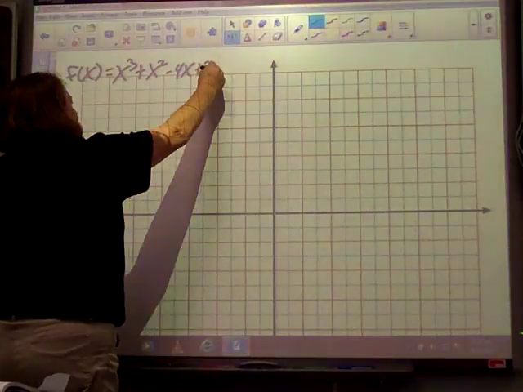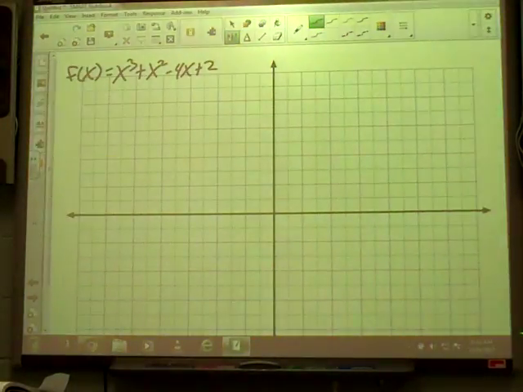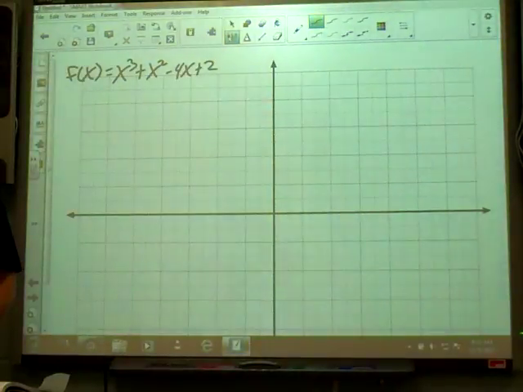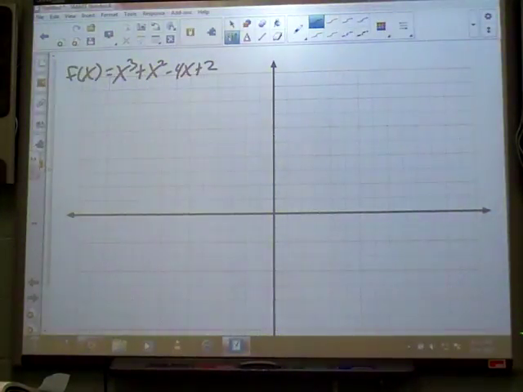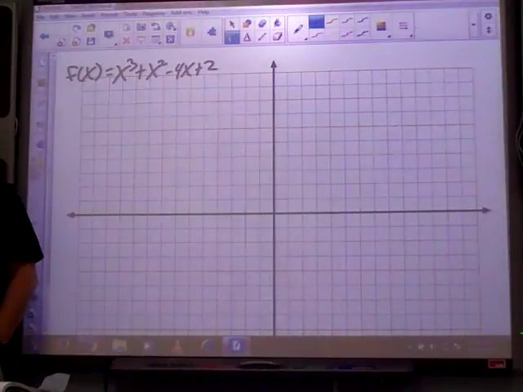Alright, we've got f of x is equal to x cubed plus x squared minus 4x plus 2. Directions: state the end behavior of the graph.